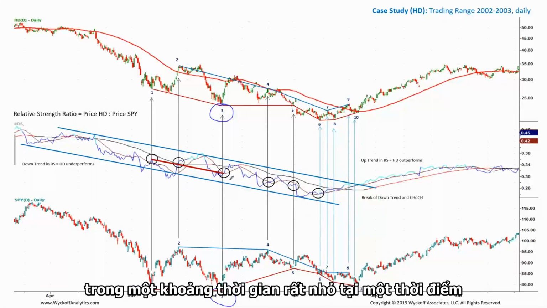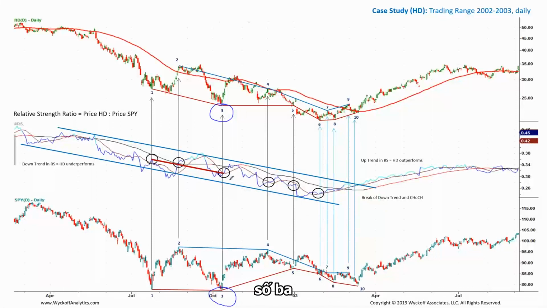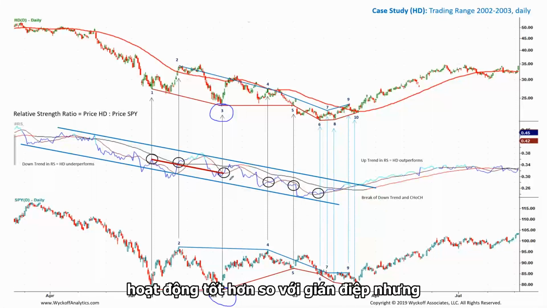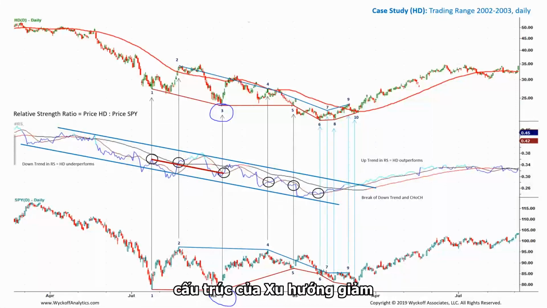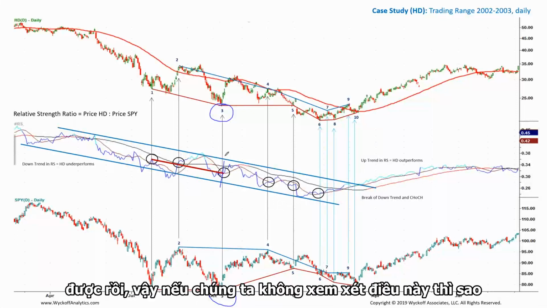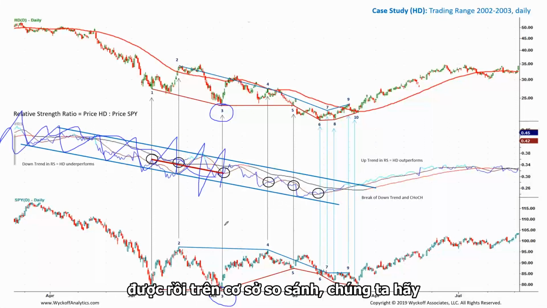So for a very small window of time at point number 3, Home Depot is slightly outperforming relative to SPY, but it's underperforming in the context and the construct of a downtrend. So I would still stay away from it. But if we don't look at this, on the comparative basis, let's start with the comparative analysis.